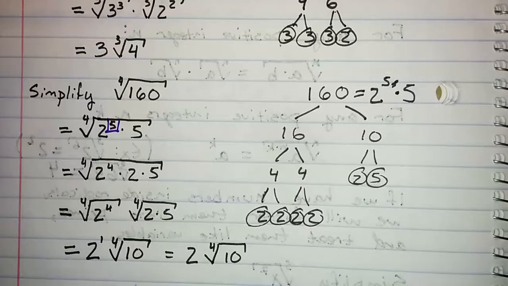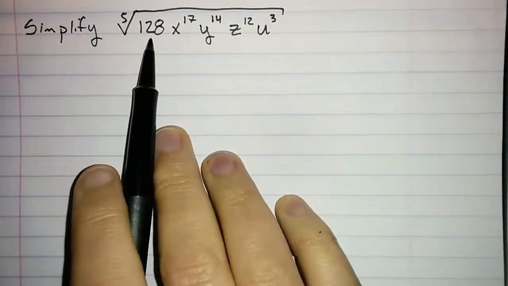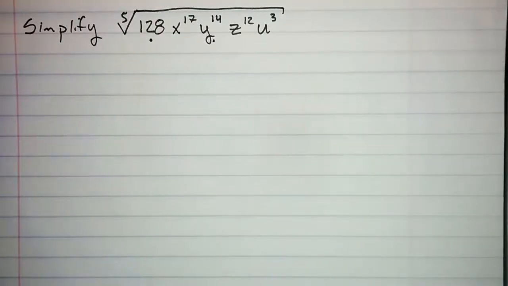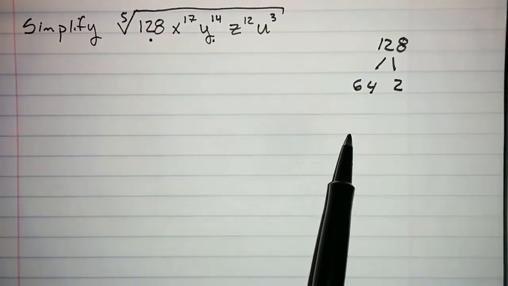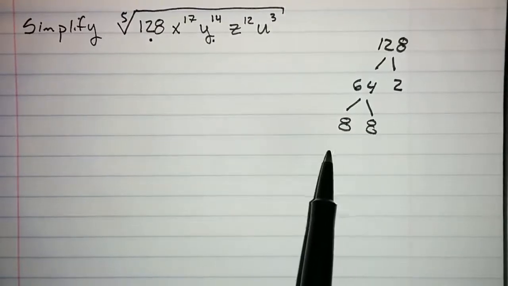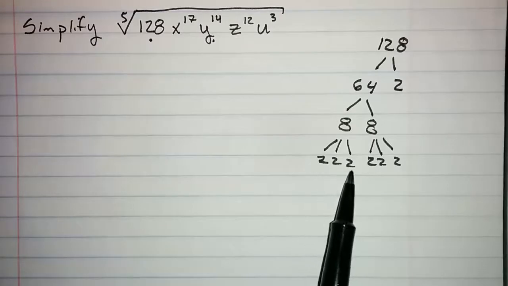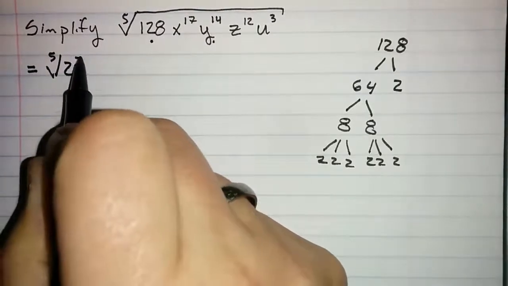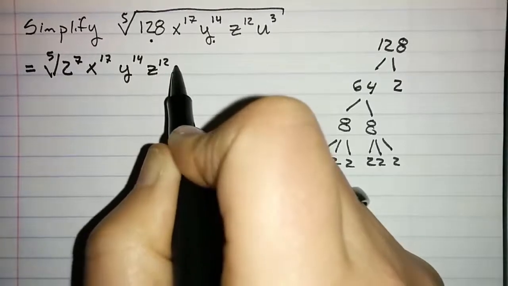Okay, now that we know how to deal with all of the objects, let's see how we would go about simplifying that complicated thing that we saw at the beginning. So we want to simplify the fifth root of the expression 128 times x to the 17th times y to the 14th times z to the 12th times u to the 3rd. And we're going to start by breaking down 128 into primes. 128, well, that's an even number. It's 2 times 64. Oh, I see where this is going. 64 is 8 times 8. And each 8 is 2 times 2 times 2. So how many 2's is that? 1, 2, 3, 4, 5, 6, 7. So we have the fifth root, 2 to the 7th, x to the 17th, y to the 14th, z to the 12th, and u to the 3rd.